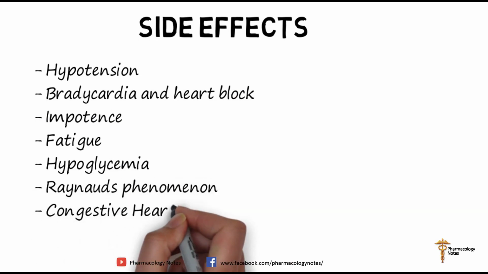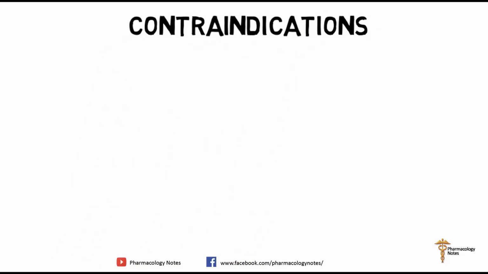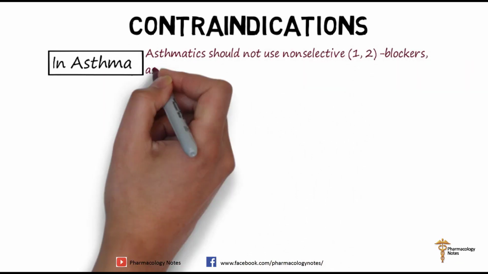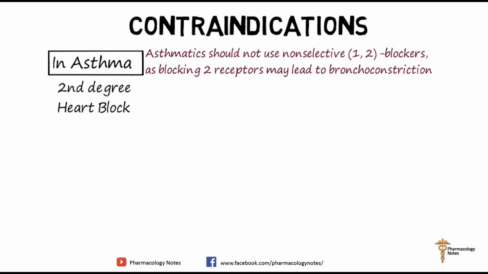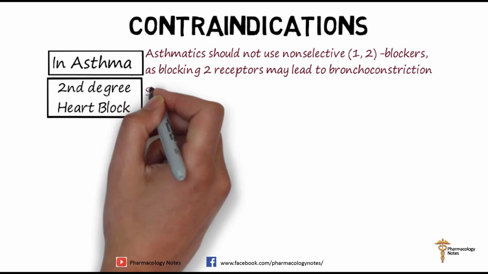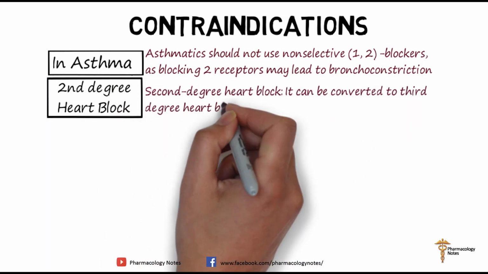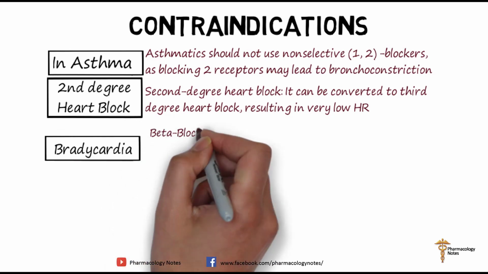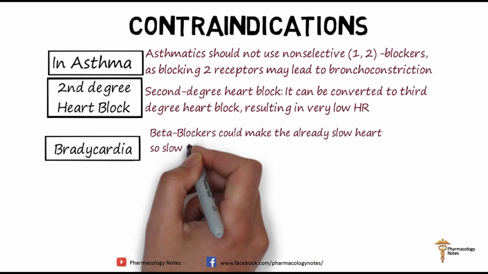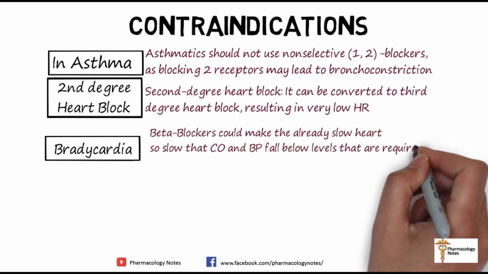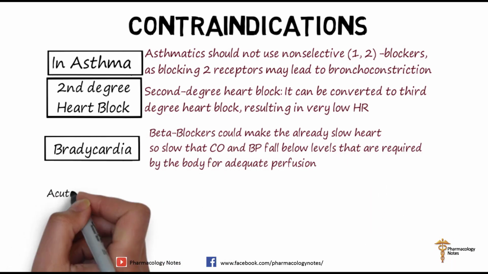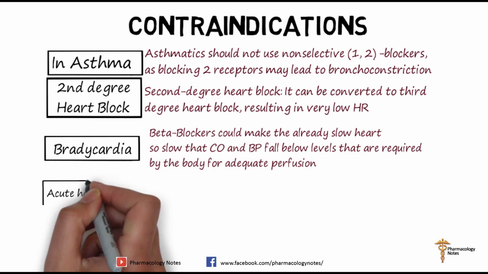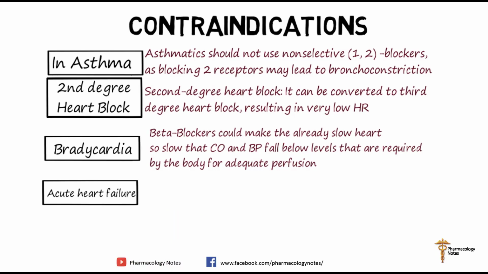The contraindications. In asthma, because asthmatic patients should not use non-selective beta blockers, as blocking may lead to bronchoconstriction. Second-degree heart block is also contraindicated, because second-degree heart block can be converted to third-degree heart block, resulting in a very low heart rate. Bradycardia: beta blockers could make an already slow heart rate so slow that cardiac output and blood pressure fall below the levels required by the body for adequate perfusion.